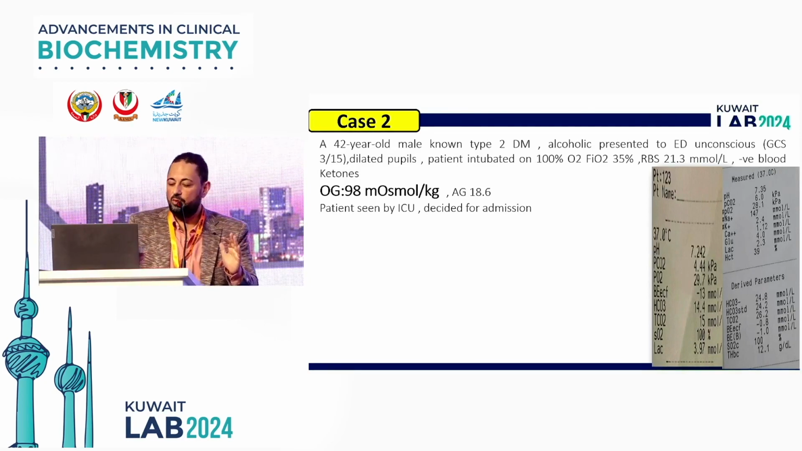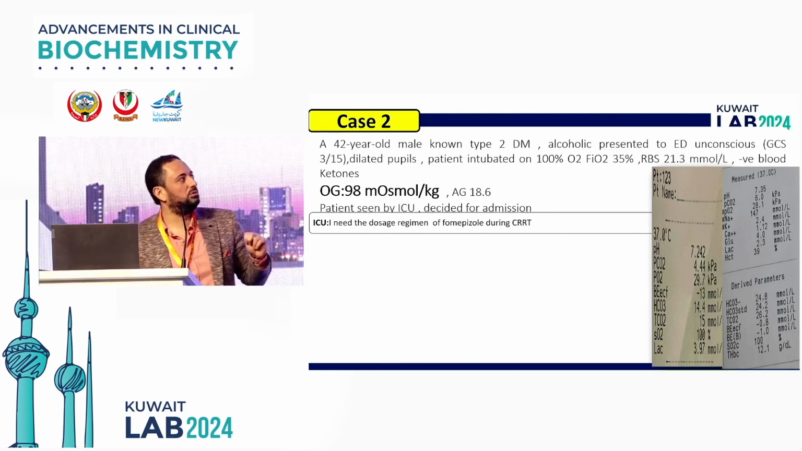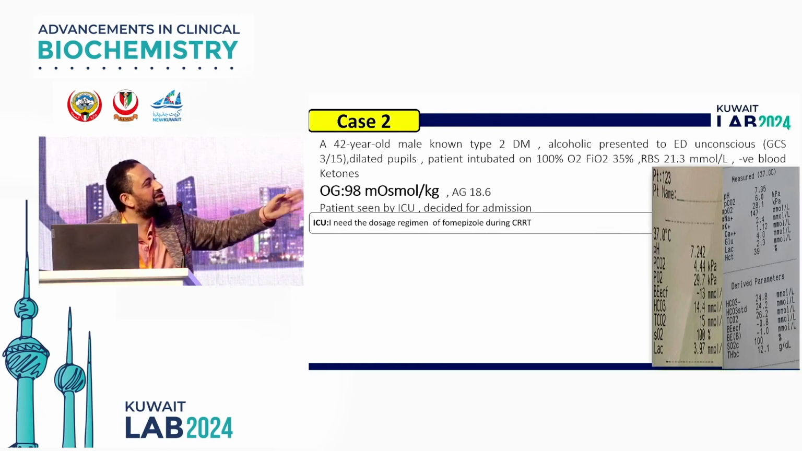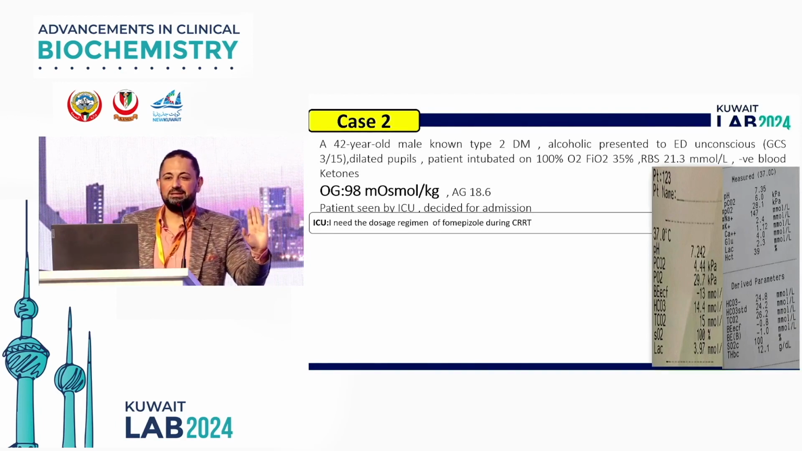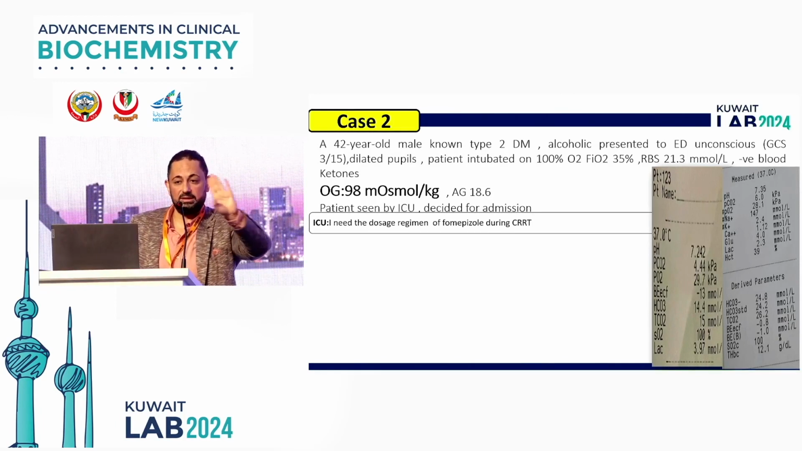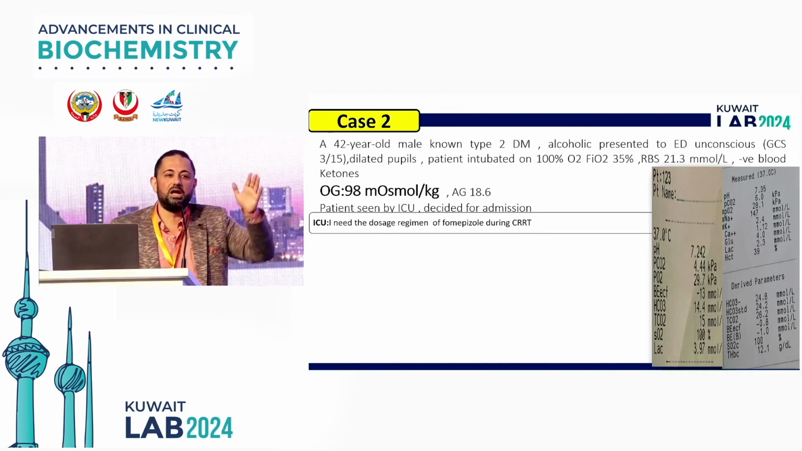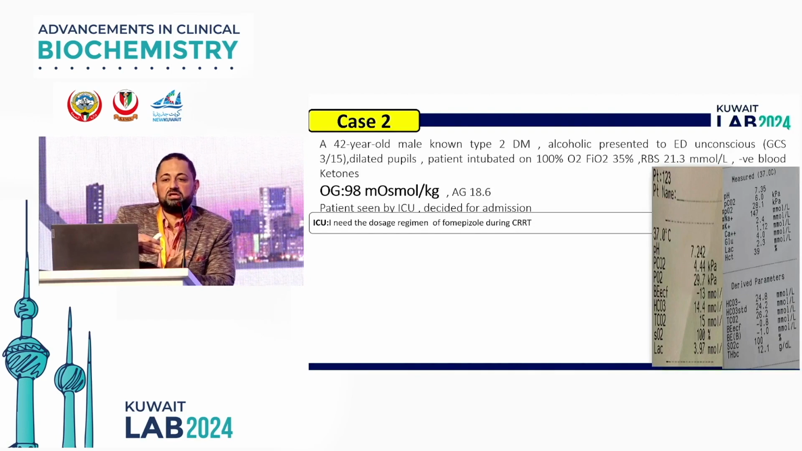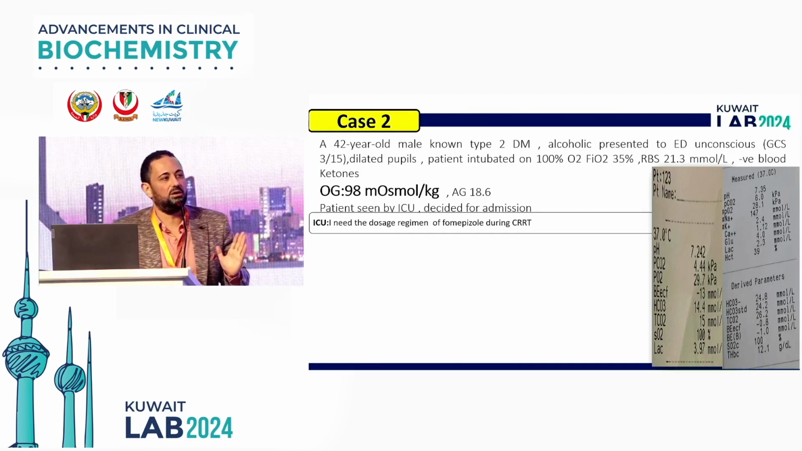ICU decided on admission. We got a call from the ICU: "I need the dosage regimen for fomepizole during CRRT." It means that they decided to do CRRT, and they gave him the first dose of fomepizole, and they'd like to know whether the regimen of the dose during CRRT is different from the usual regimen or the same.